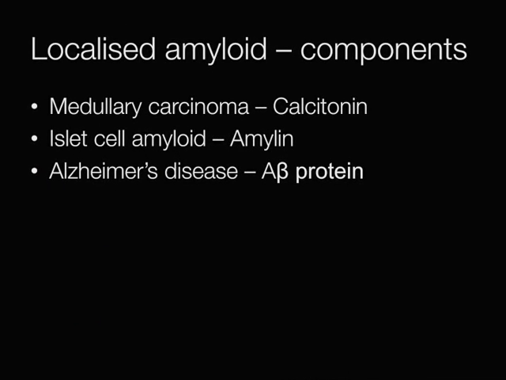Localized amyloid occurs in a number of specific conditions, including medullary carcinoma of the thyroid, where the calcitonin is incorporated into amyloid that is deposited amongst the tumour cells. In some patients with type 2 diabetes, amylin is produced, resulting in islet cell amyloid deposition, and in Alzheimer's disease, a beta protein is deposited in the brain.